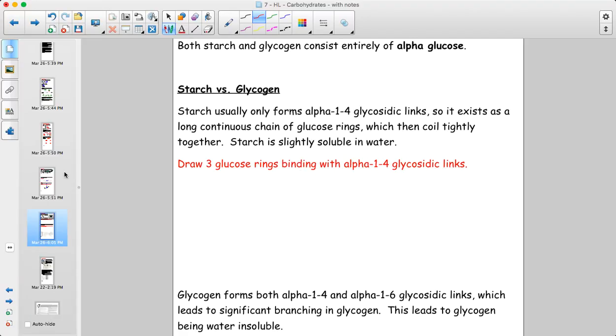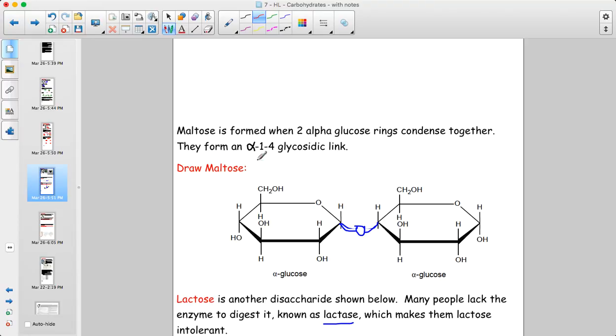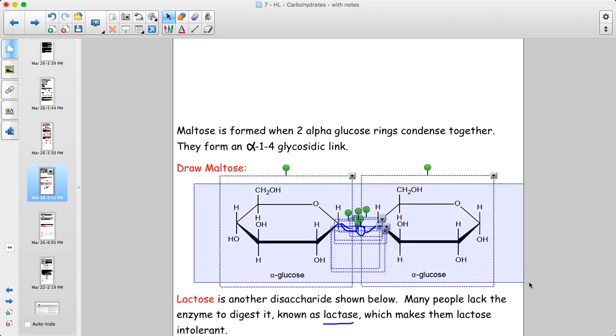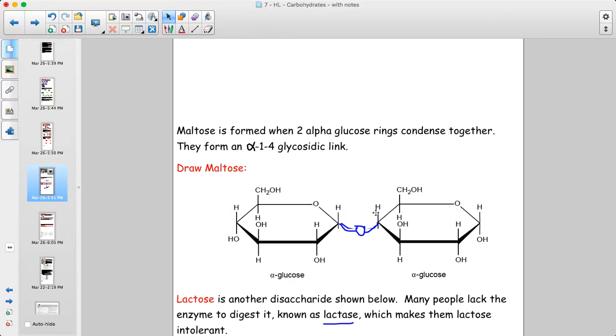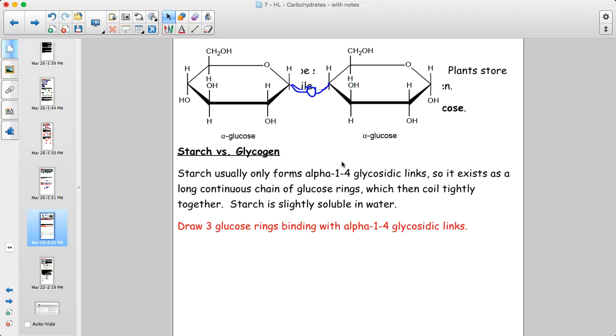So we talked about in the SL video about how maltose can link together. When maltose links together, it forms a glycosidic link that we can call a 1,4 glycosidic link, because it connects the number 1 carbon on this glucose to the number 4 carbon on the next glucose. So if we're going to draw, did that work?